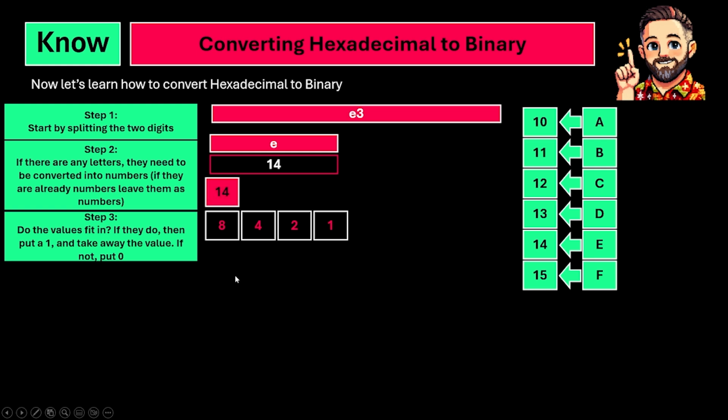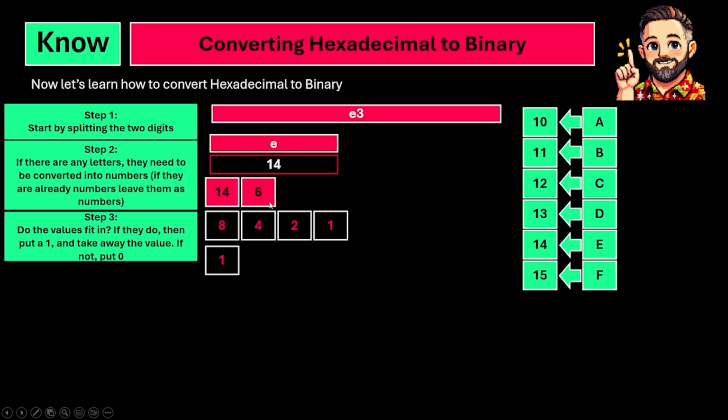So we're going to place 14 above 8. Can we remove 8 from 14? Yes, we can. So that gives us a value of 1. And then we're going to carry the rest of that sum forward. So 14 minus 8 leaves us with 6. We carry the 6 forward, but because we were able to take 8 out of 14, we put a 1 here. So we now have 6.